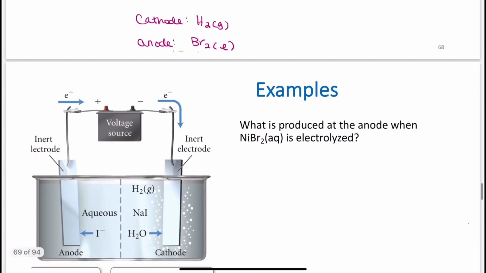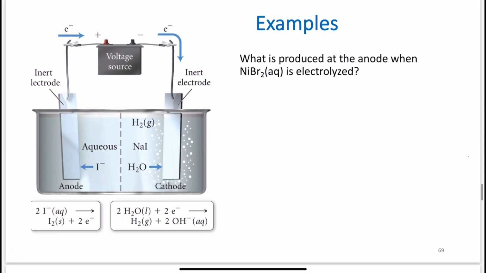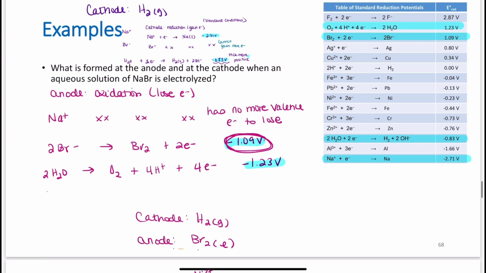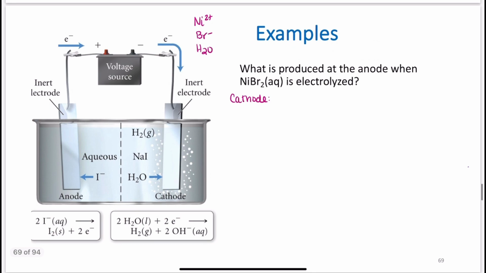Let's do some more examples. What is produced at the anode when aqueous nickel bromide is electrolyzed? So again, that means we've got nickel ions, bromide ions, and water. At my cathode, you may have to refer back to a table to get these values, but here we've got nickel, bromide, and water. I've got the values written down on the side, but you may need to refer to a table to get these values.